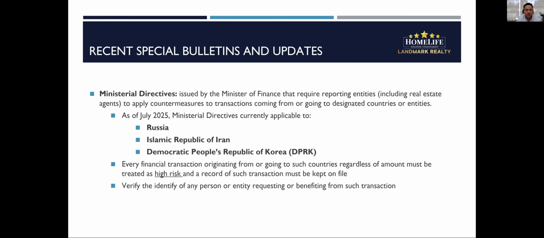As real estate agents, we also have to verify the identity of any person, company, or entity requesting or benefiting from this transaction. So all that is to say, anytime you're involved in a real estate deal involving either a person or a company from Russia, Iran, or North Korea, you have to be very careful, engage in more due diligence, and treat them as high risk. And I think always talk to our managers, talk to us first, because you don't want to get yourself on the wrong side of Fintrac.